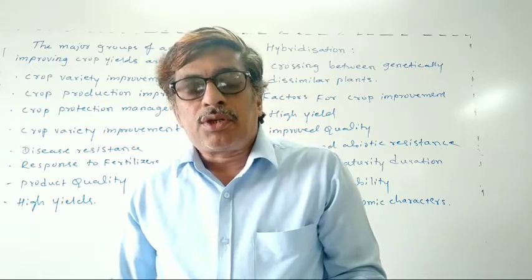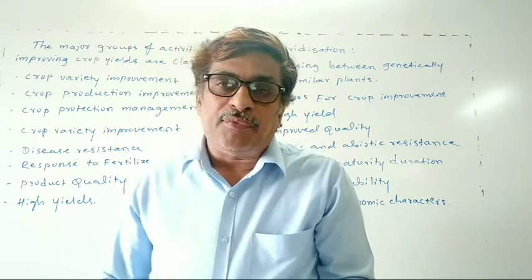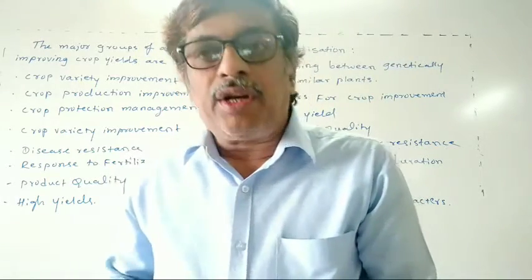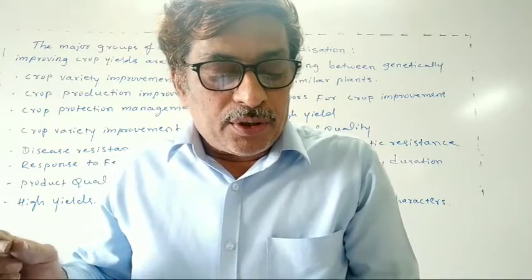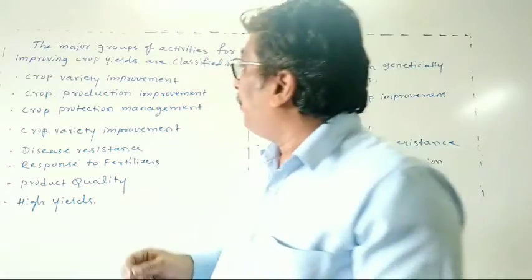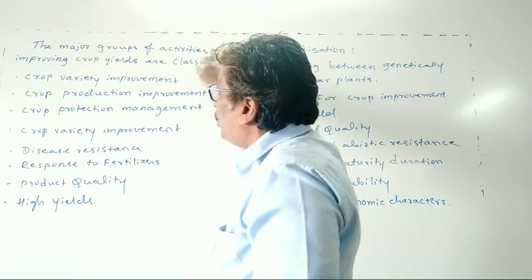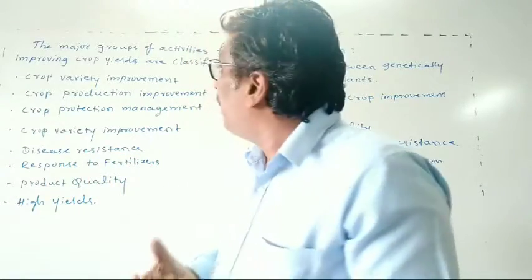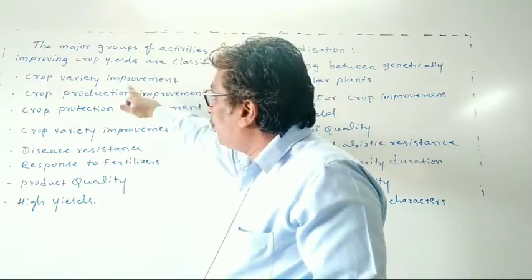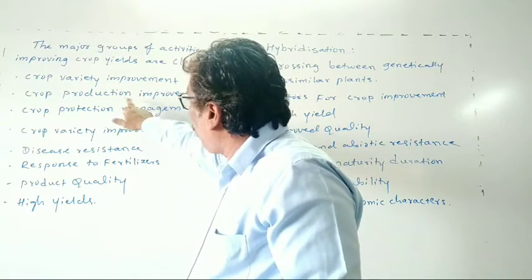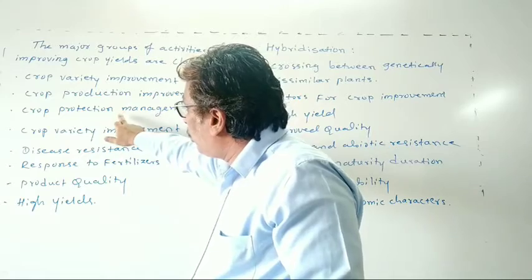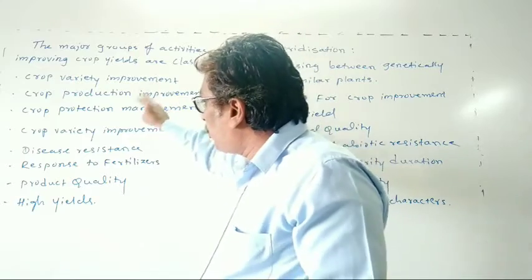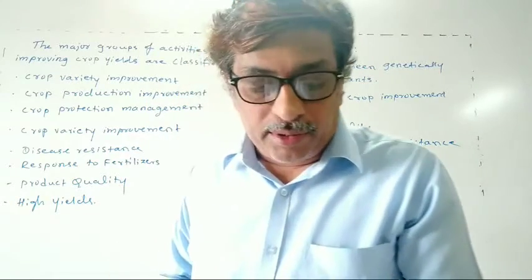Standard 9th, Subject Science, Chapter 15, Improvement in Food Resources. So dear students, today we will discuss the major groups of activities for improving the crop yields. Crop yields means crop quantity. They are classified into crop variety improvement, crop production improvement, and crop production management. So these three groups you have to study. First of all, we'll see crop variety improvement.